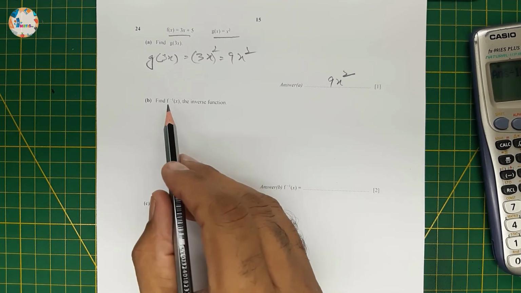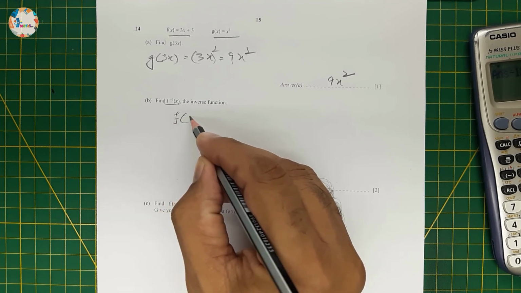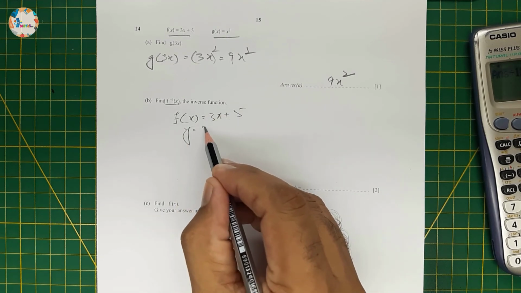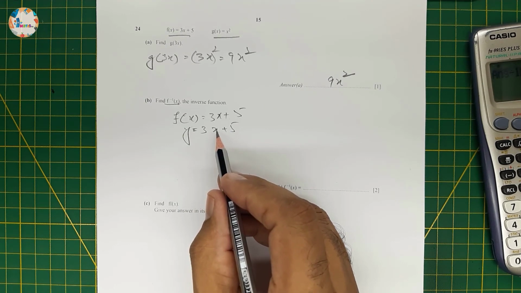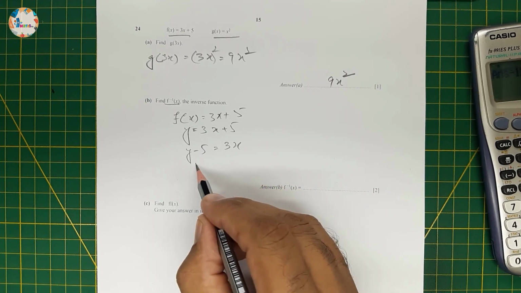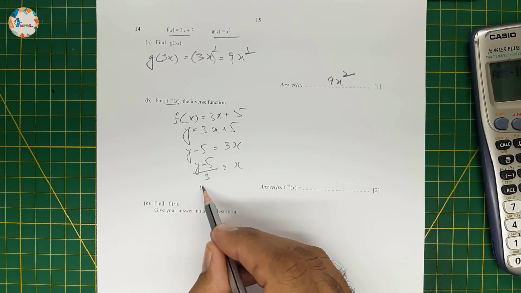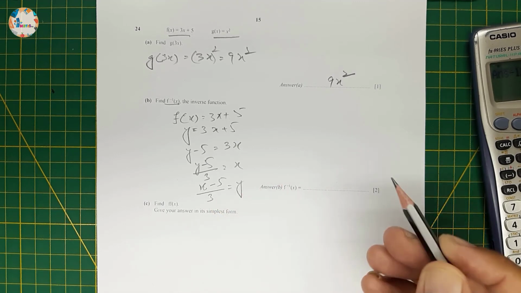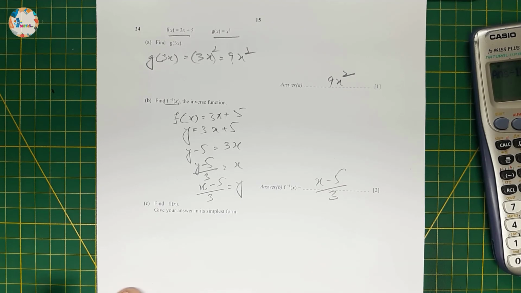B part, find f inverse of x. So f of x, we know f of x is equal to 3x plus 5. So we can write y is equal to 3x plus 5, and we can make x the subject. So y minus 5 will be equal to 3x. So y minus 5 over 3 will be equal to x. Then we will swap x and y. So x minus 5 over 3 will be equal to y. And so x minus 5 over 3 will be our final answer for this one.